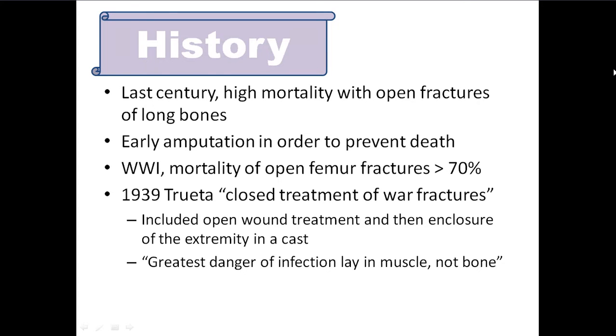Next is the history. In the last century, there was no skillful treatment for blood vessels and nerves if they were cut. So there was a high mortality rate with open fractures of the long bones, and early amputation was done to prevent death. In a severe open fracture with an almost amputated or semi-amputated limb, the only choice was complete amputation.